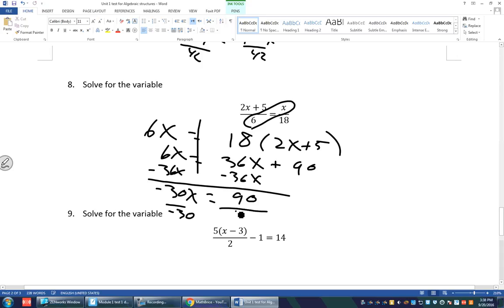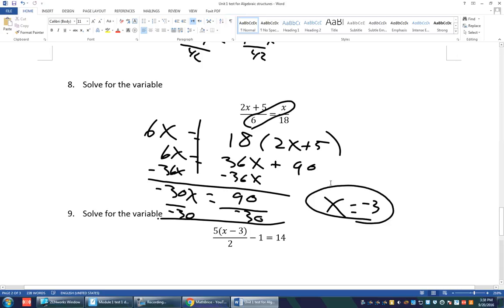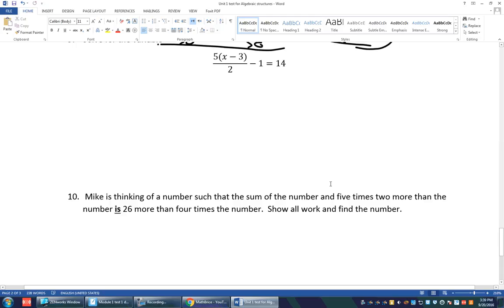That's where most of you made your mistake, dividing by the wrong 30. You divided by positive 30 instead of negative 30. So x is negative 3. Remember, if I'm going too fast, you can slow it down. If I'm going too slow, you can speed it up. So solve for the variable. This should have been a slam dunk.